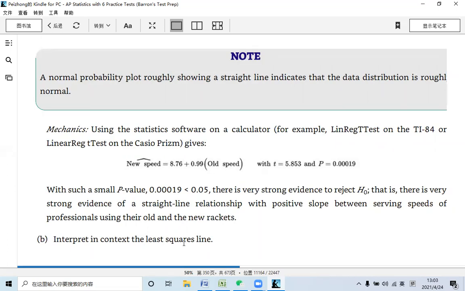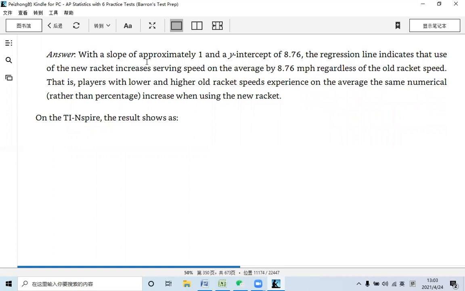How would you interpret the least squares line? Your least squares regression has an intercept and has a slope. In interpreting your regression formula, you talk about the intercept and also the slope. What do the intercept and the slope mean? Yeah, it's almost one. So let's see. It's almost like one.